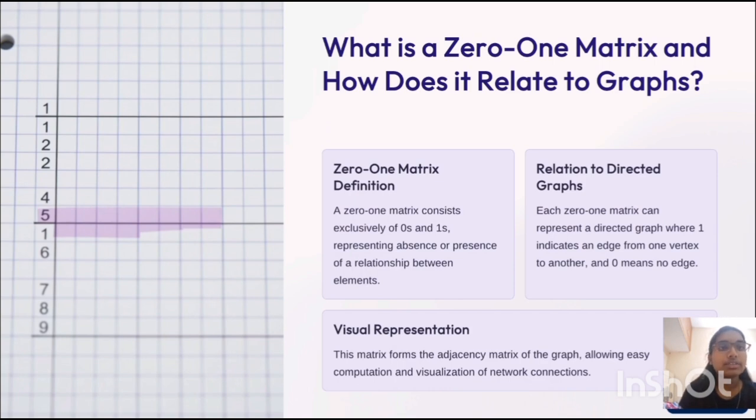What is 0, 1 matrix and how does it relate to graphs? 0, 1 matrix definition. So, a 0, 1 matrix consists exclusively of zeros and ones, representing absence or presence of a relationship between elements. Relation to directed graphs. Each 0, 1 matrix can represent a directed graph where 1 indicates an edge from one vertex to another, and 0 means no edge. Visual representation. This matrix forms the adjacency matrix of the graph, allowing easy computation and visualization of network connections.